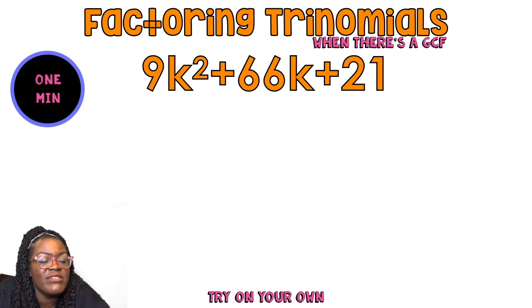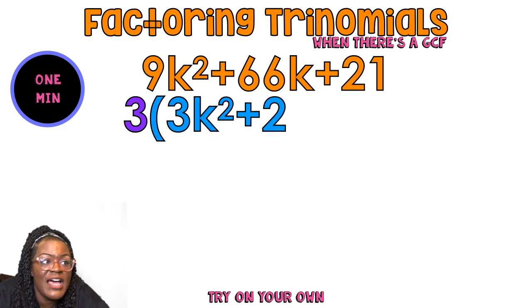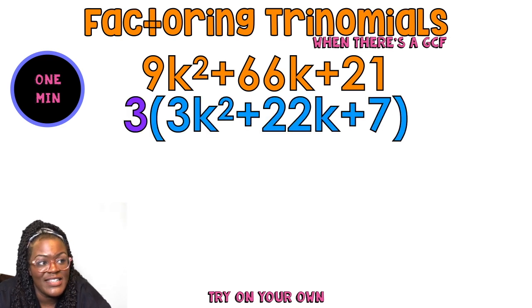So, do I have a number, do I have a variable, or do I have a combination of both for my GCF, my greatest common factor? In this case, we just have a number. 9, 66, and 21 have a 3 in common. So I take out that 3 and I'm left with 3k squared plus 22k plus 7.